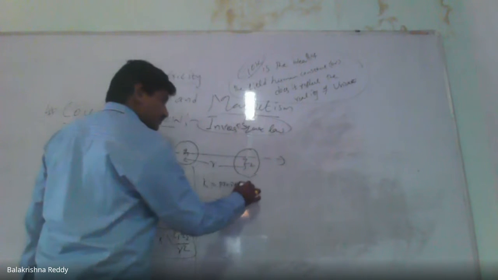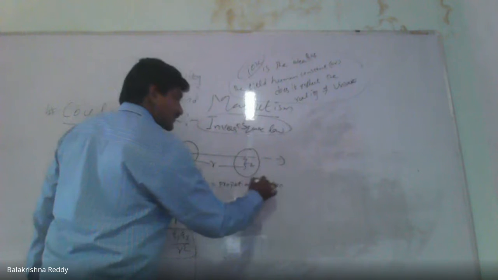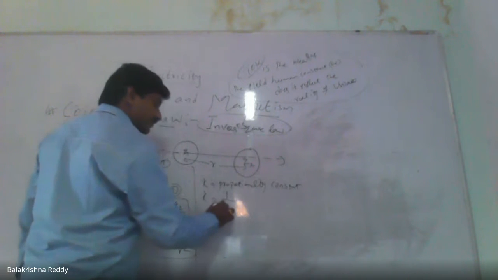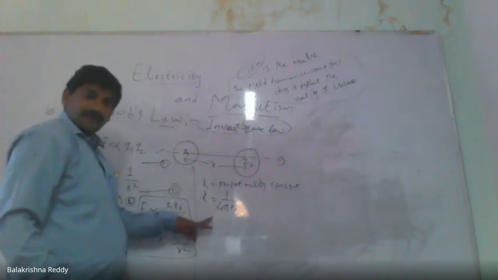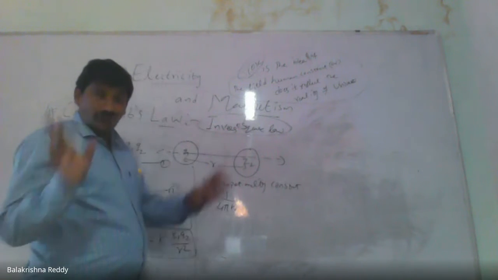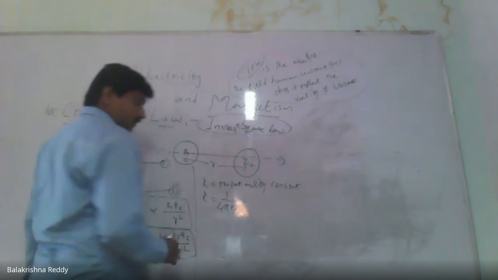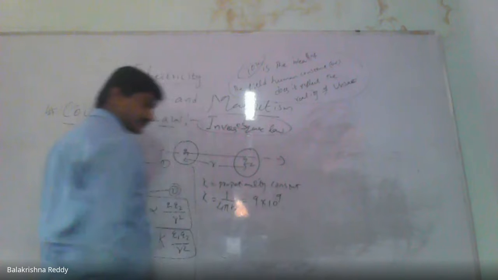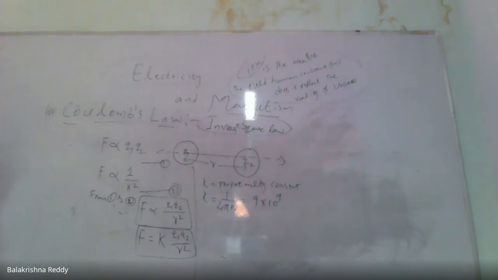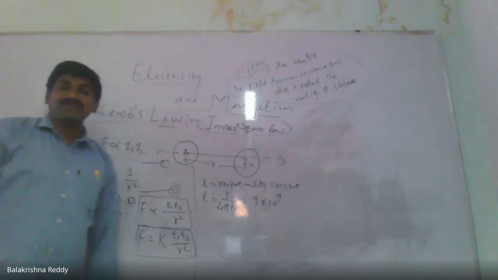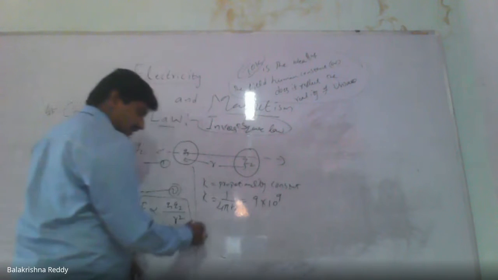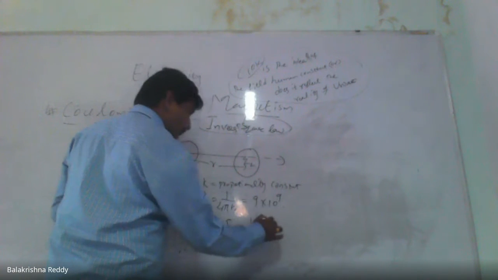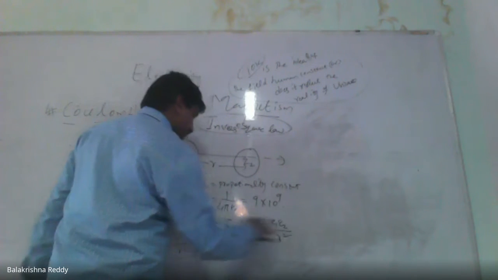The proportionality constant K is equal to 1 by 4 pi epsilon naught. I am talking about free space, or vacuum. That is equal to 9 into 10 to the power of 9, the value. From this, if you make it the subject, you will have the units there. Therefore, this equation we can further write as F equals 1 by 4 pi epsilon naught into Q1 Q2 by R square.